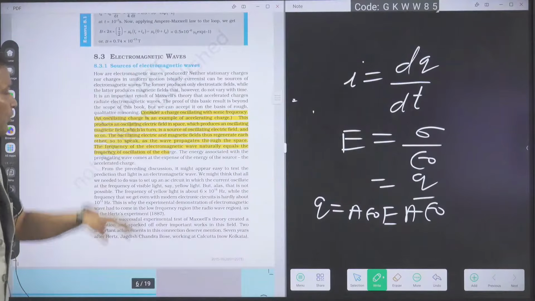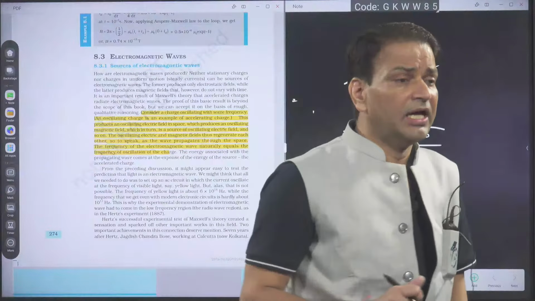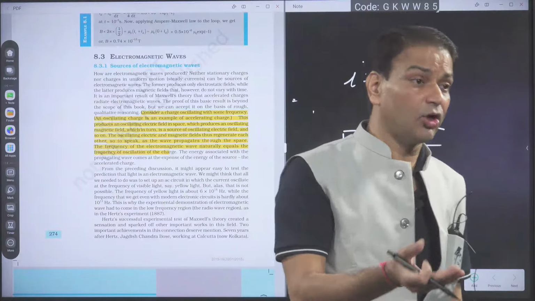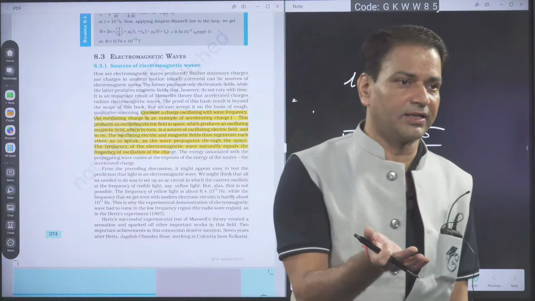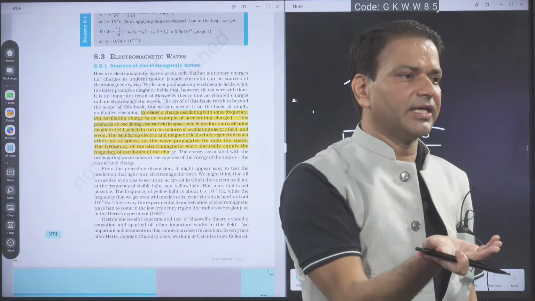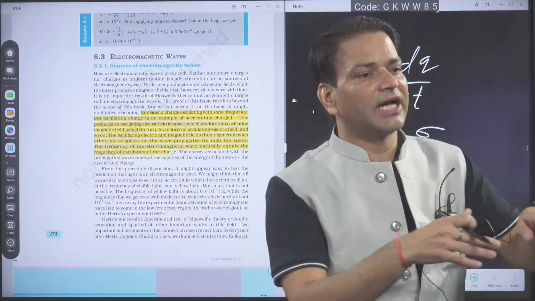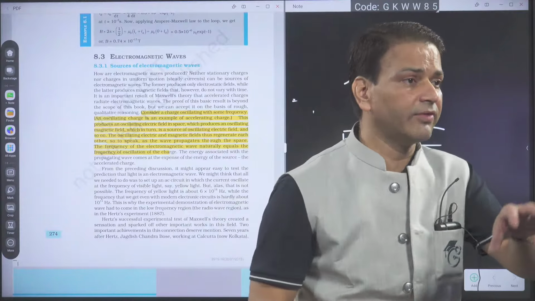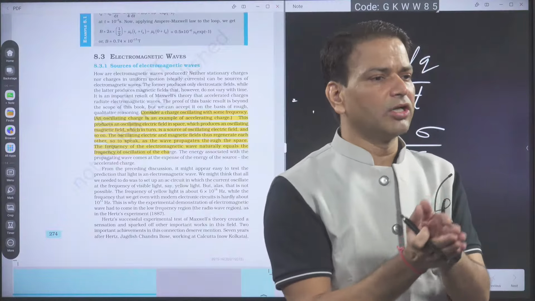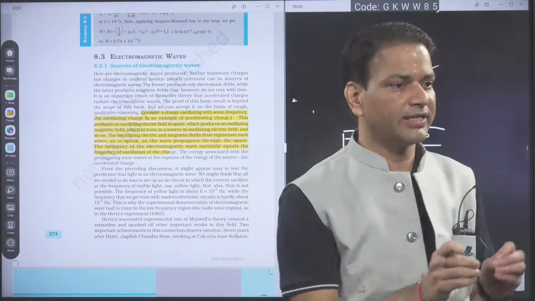So the source of an electromagnetic wave, what did I already say? An accelerated charged particle, or we can say an oscillatory charged particle. When a charged particle oscillates, as we have learned in oscillation, it will have acceleration. So if we have an oscillating charged particle, will it produce the EM wave or not? Yes. Why? In oscillation we have acceleration, and an accelerated charged particle will produce the EM wave.